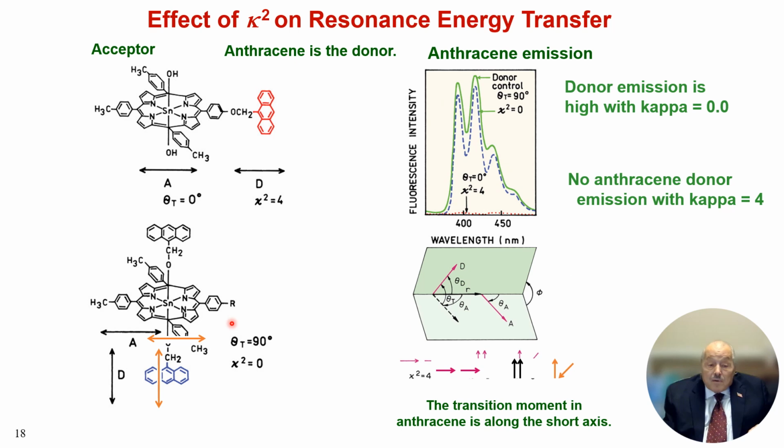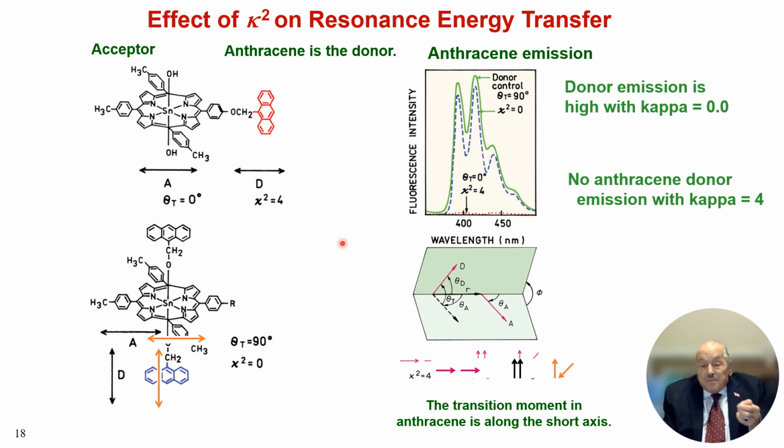So these clever researchers, I'm sorry for the double set of arrows here, then put the anthracene along the central axis of the acceptor molecule. So now the dipoles are perpendicular to each other, and that predicts kappa squared is 0, and by golly, that's just what happens. You see now, with kappa squared 0, the anthracene emission remains high. There's much less or no energy transfer into the acceptor, because kappa squared is 0.